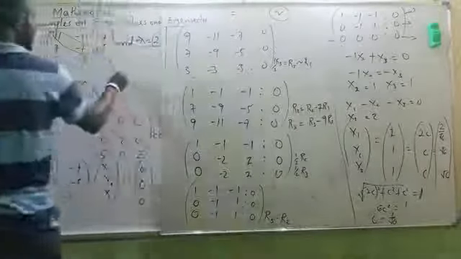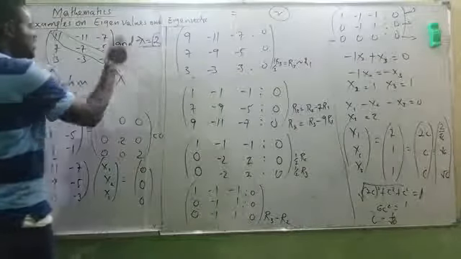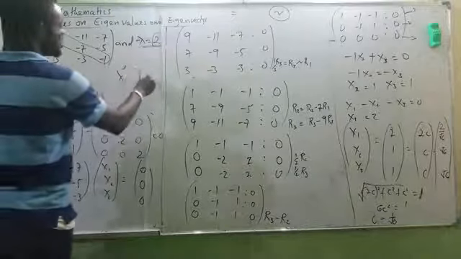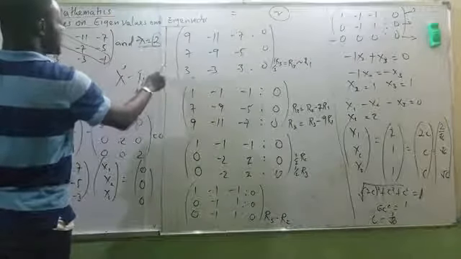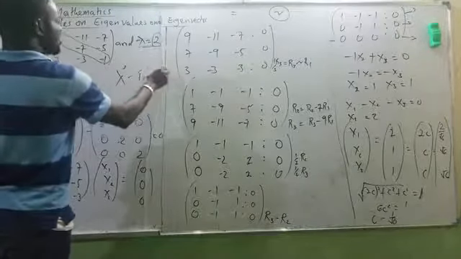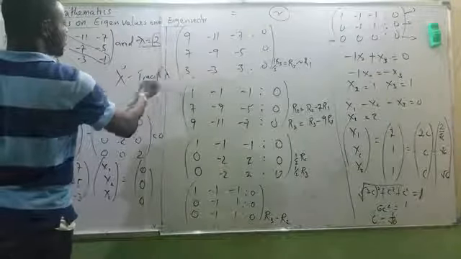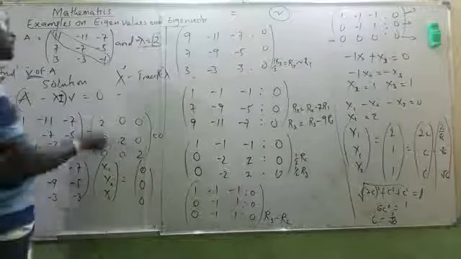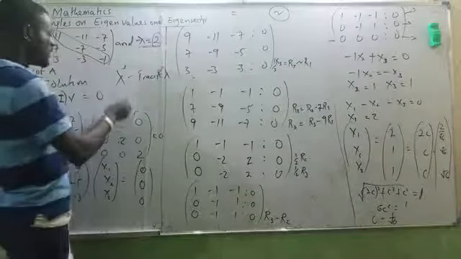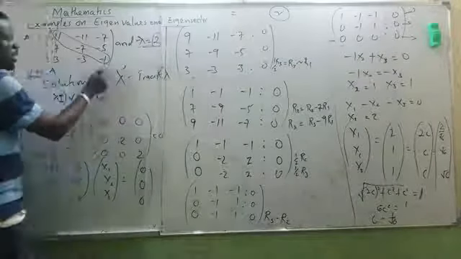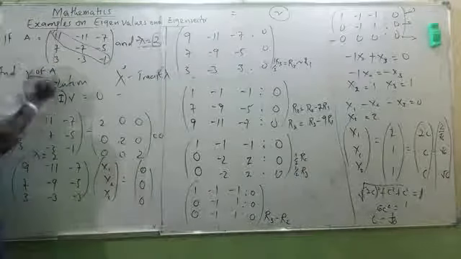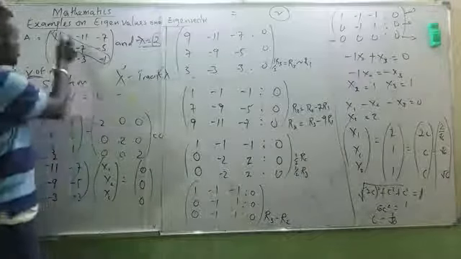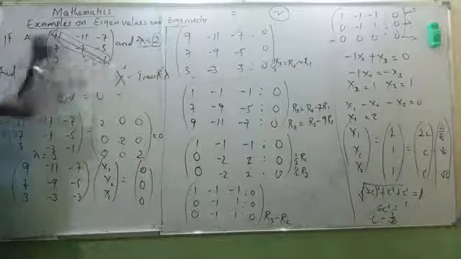Don't forget that if it is 3 by 3, the characteristic equation is lambda cubed minus the trace of that given matrix lambda squared plus the cofactor of the principal diagonal lambda minus the determinant. When we talk about trace, the trace of a given matrix is just the sum of the principal diagonal.